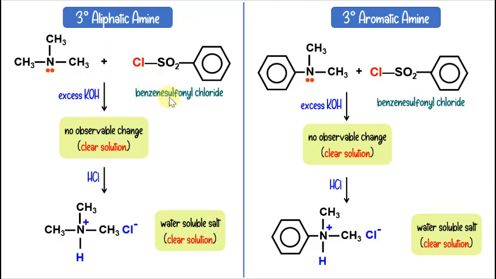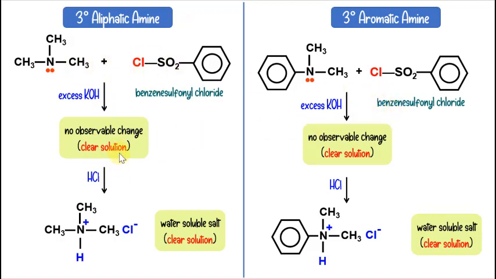For the tertiary aliphatic amines ataupun tertiary aromatic amines, since there is no hydrogen bonded to the nitrogen, so bila reaction dengan benzene sulfonic chloride in excess potassium hydroxide ni, for the first step, tak ada reaction. So no observable change. So clear solution je yang kita akan nampak from the two solutions here.